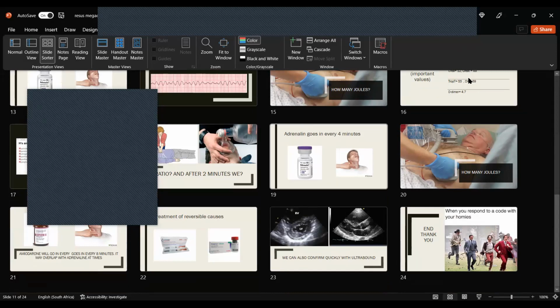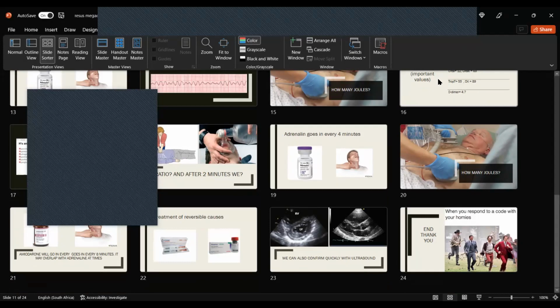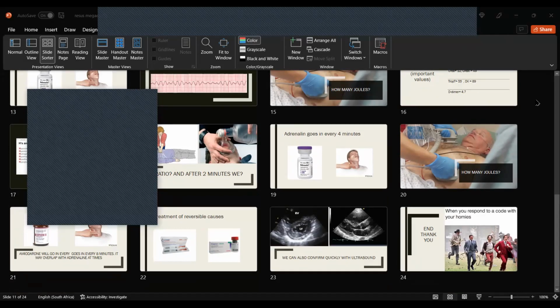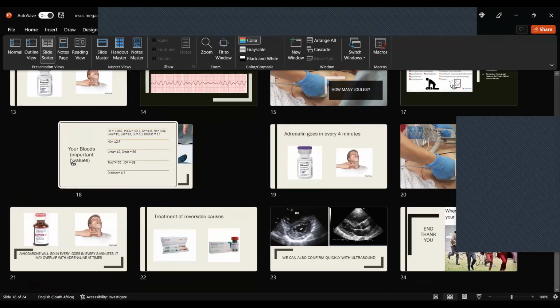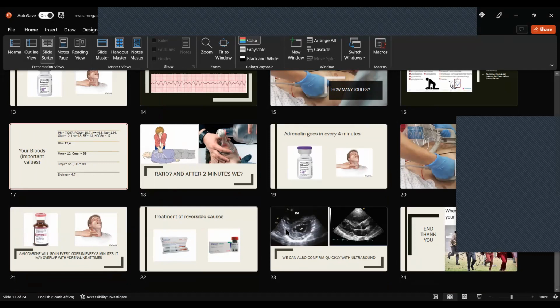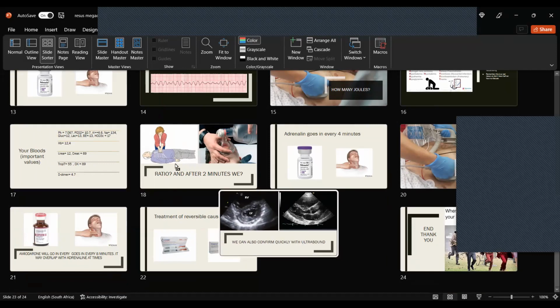So if we are still worried about whether we have a pulmonary embolism or not, we can do an ultrasound. So let's put this one here. Okay, so let's put that one there. And then we're almost at the end, don't worry.